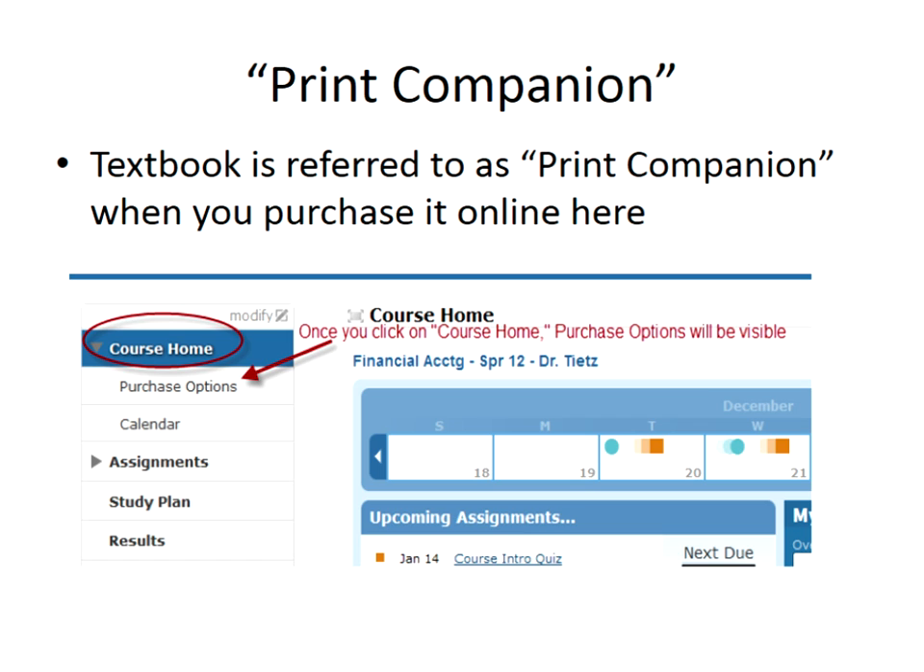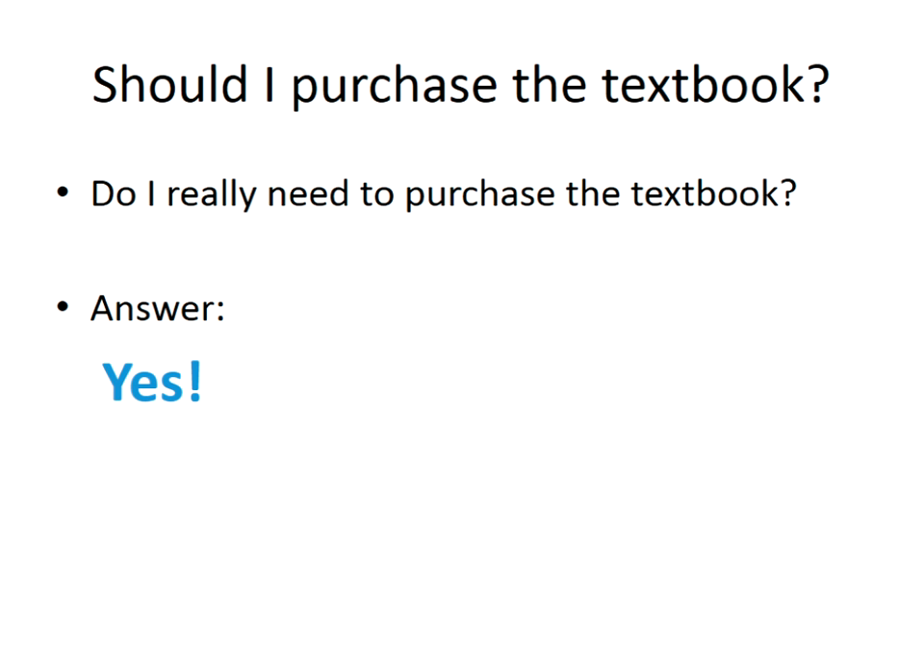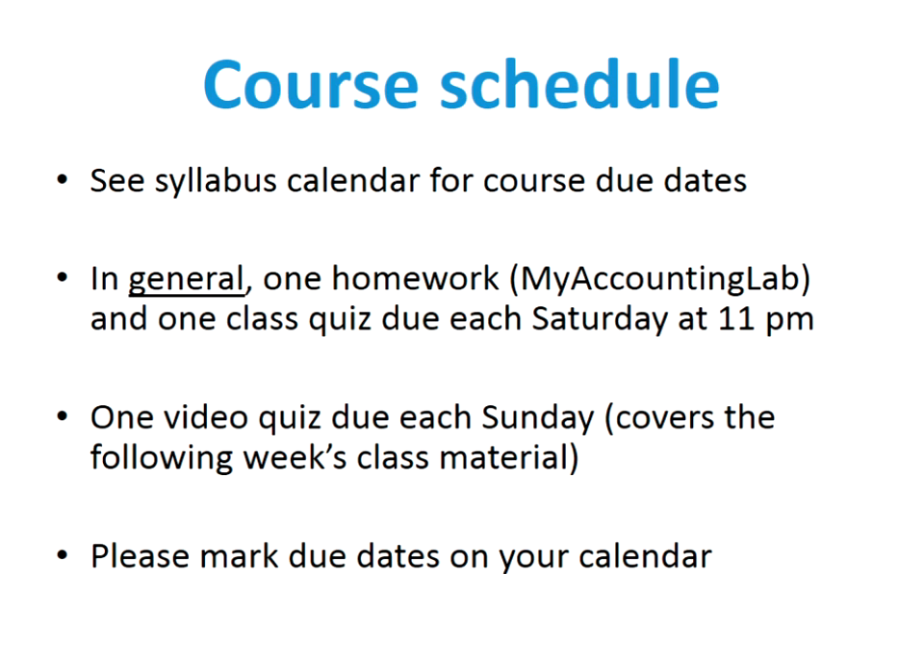Just so you know, there's instructions about how to get that book for $50, and it's called a print companion, so we'll go forward on this. Yes, you need to purchase the book. Okay. Course schedule. In Blackboard, the syllabus is there, and due dates are on there.